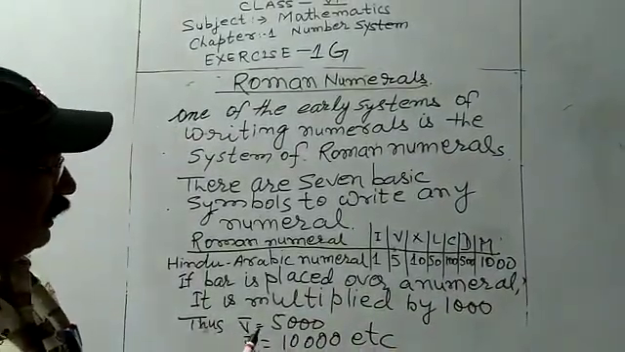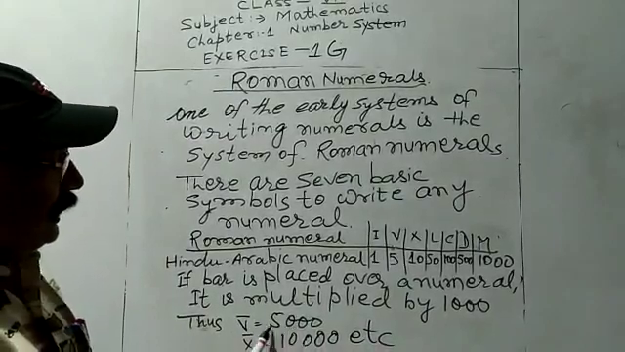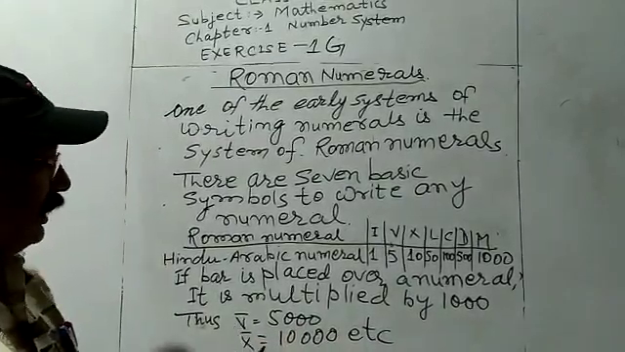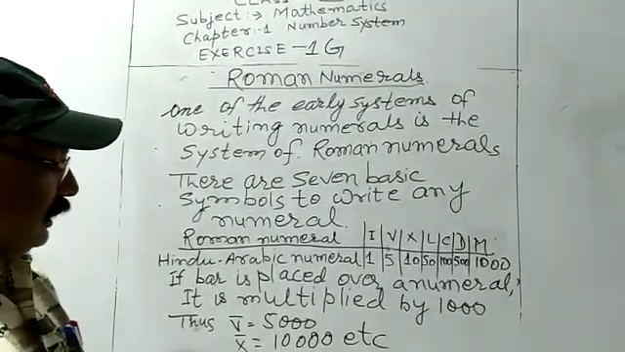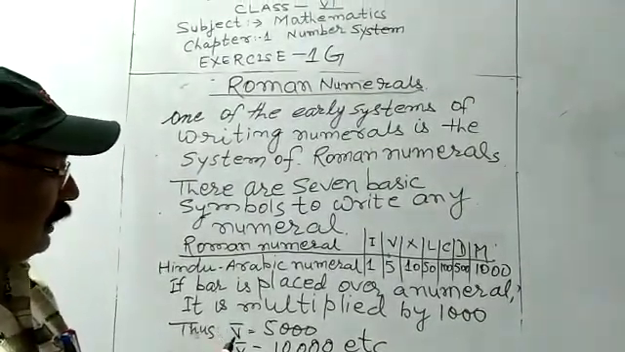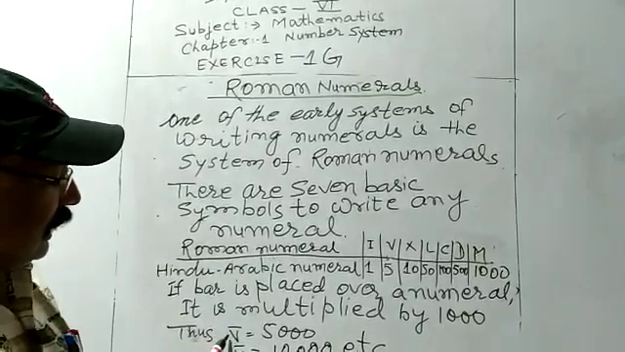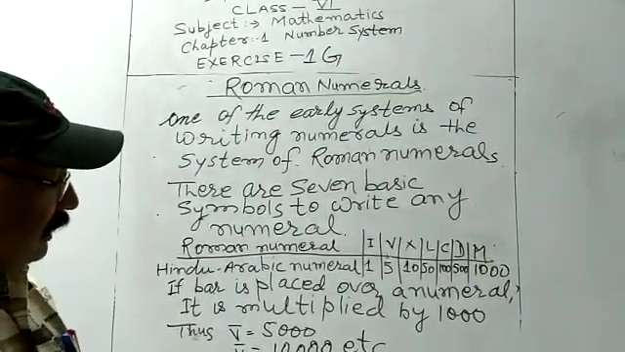Thus, it is 5,000, it is 10,000. Write it as.